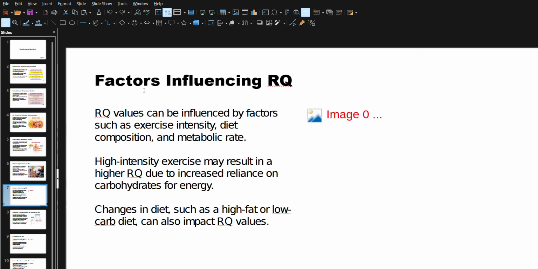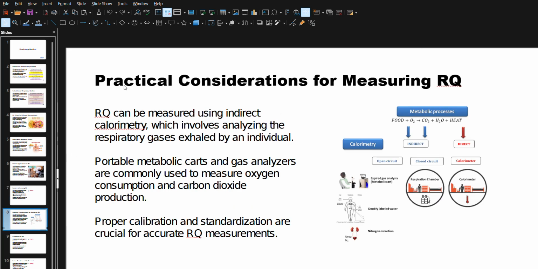Next we will see what are the different factors which influence respiratory quotient. Respiratory quotient values can be influenced by factors such as exercise intensity, diet composition, and metabolic rate. High intensity exercise may result in a higher respiratory quotient due to increased carbohydrate use for energy. Also, changes in diet such as a high fat or low carbohydrate diet can impact respiratory quotient values.